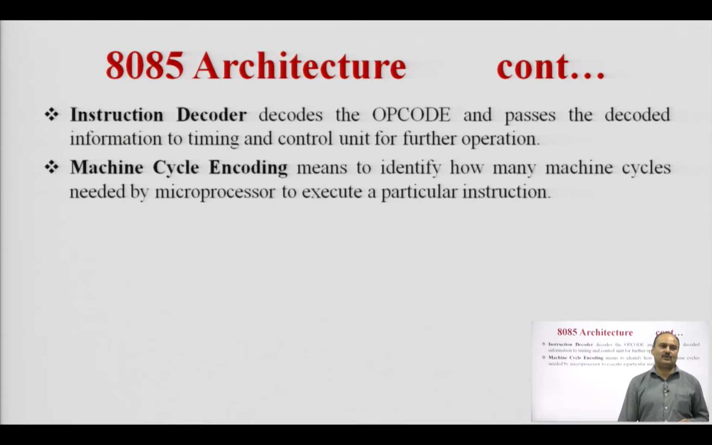The instruction decoder will decode the operation code and identify which operation is required to be performed by the microprocessor, which registers are involved in performing the operation, and how many machine cycles are required to execute the instruction. So, this is the use of the instruction decoder. After decoding the operation code, the instruction decoder passes this information to the timing and control unit to generate timing and control signals for the register which is responsible for performing the required operation.